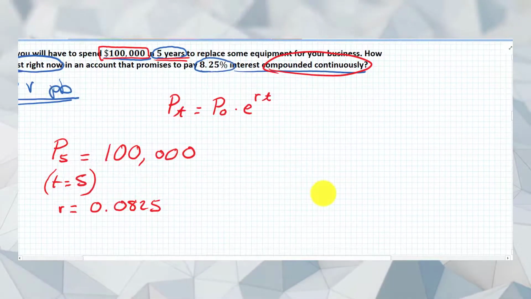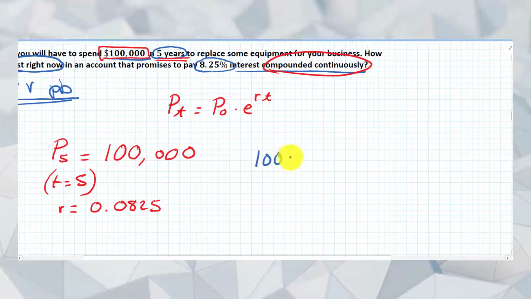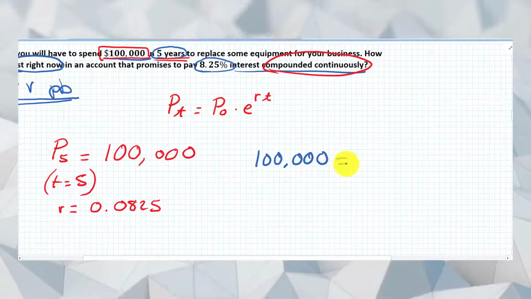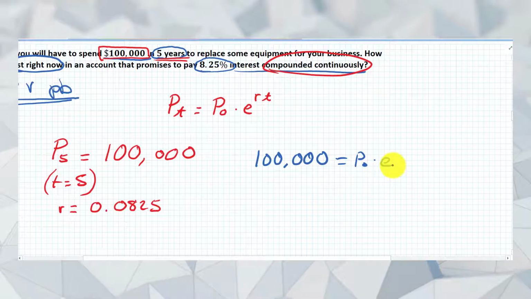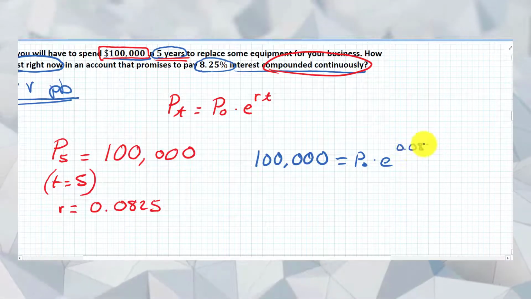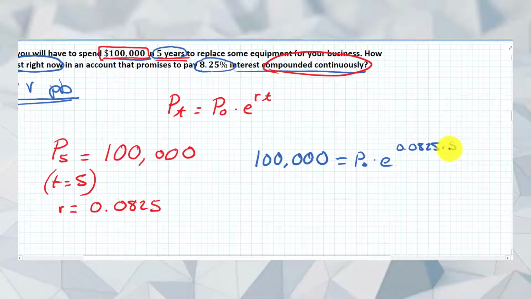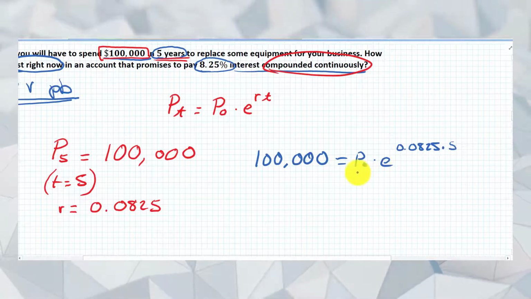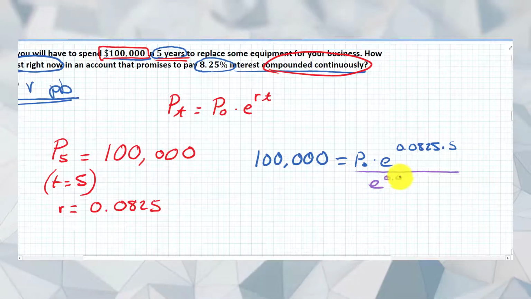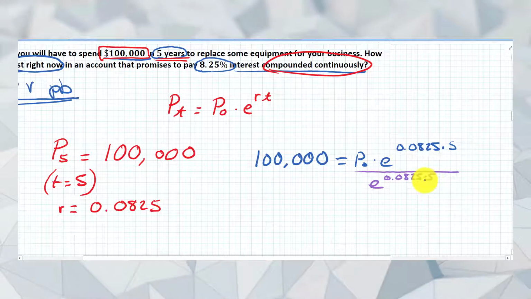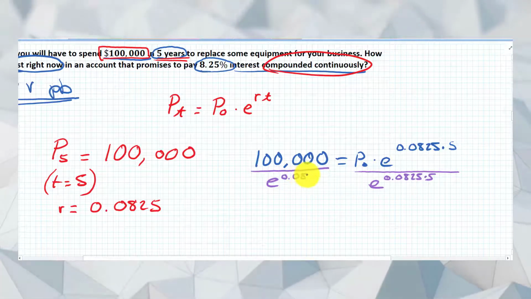So let's write the formula. You're looking for P naught, right? So we have 100,000 equals the money I'm looking for that I want to invest right now times e to the 0.0825 times 5. I want to have this money in 5 years. So this is now easy to solve. You're going to divide both sides by whatever multiplies P naught, e to the 0.0825 times 5 right here. And you will find how much you need to invest right now.